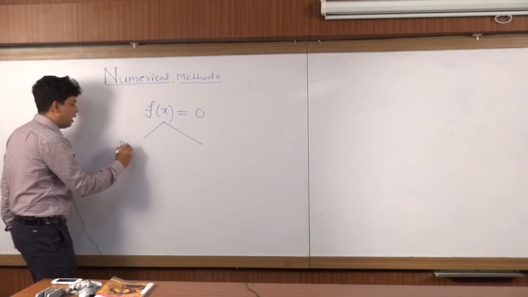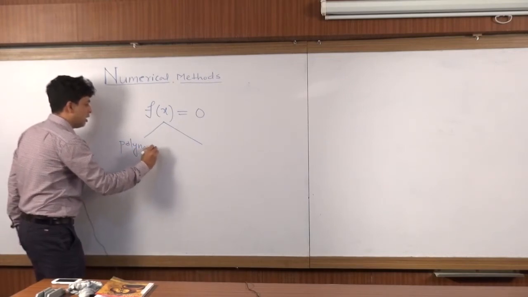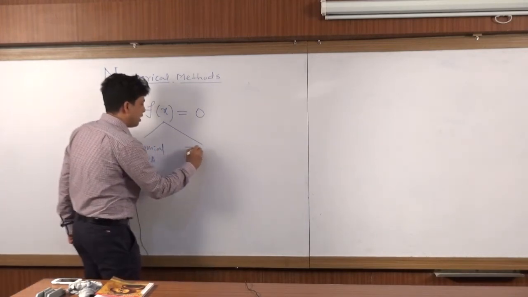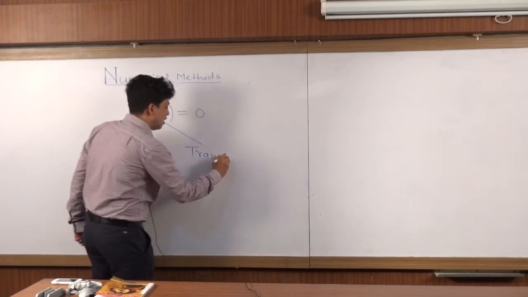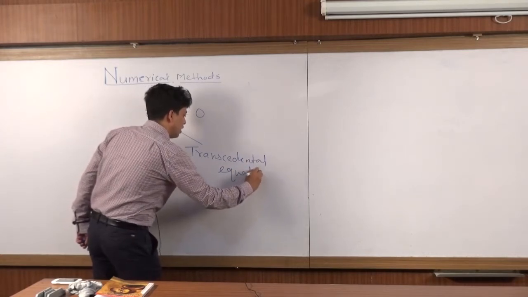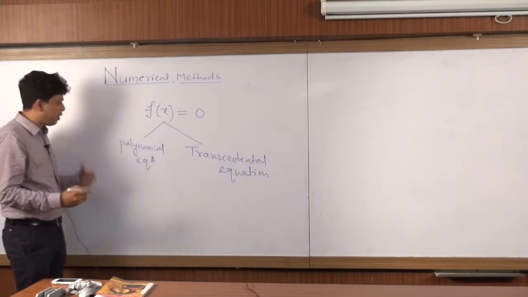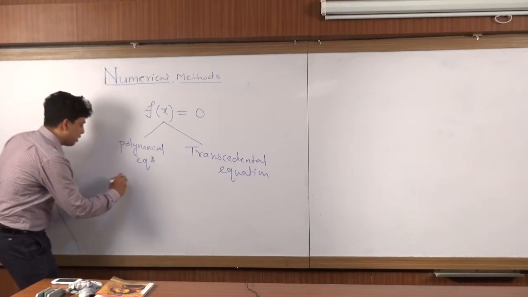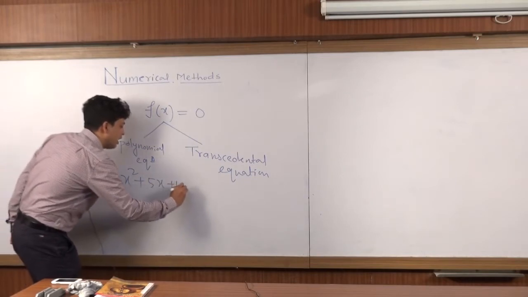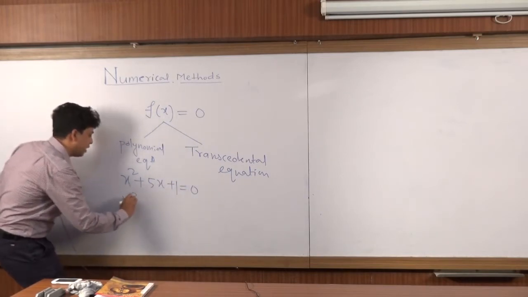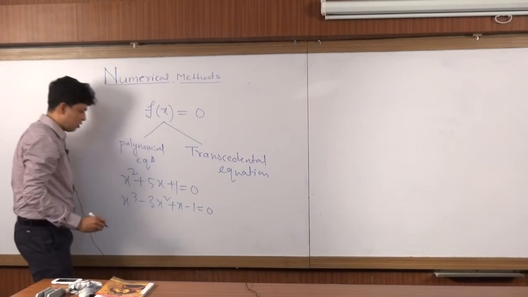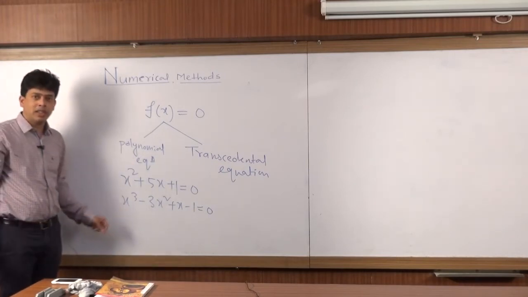It can be a polynomial equation, and it can be a transcendental equation. I'll give you an example of what type of equation we call a polynomial equation. For example, x square plus 5x plus 1 equal to 0, or x cube minus 3x square plus x minus 1 equal to 0. This type of equation is called a polynomial equation.